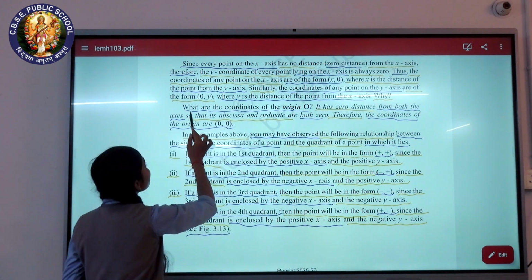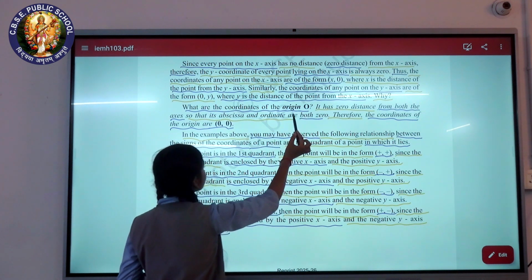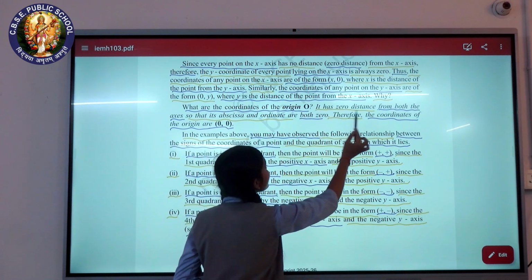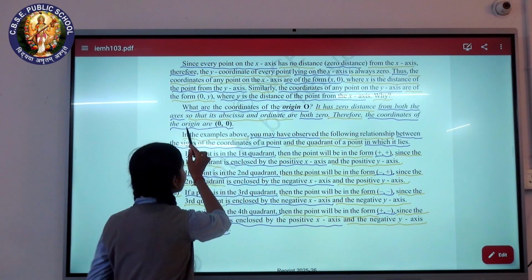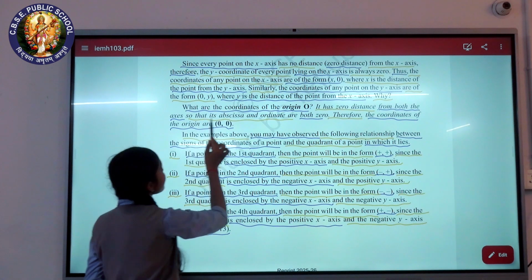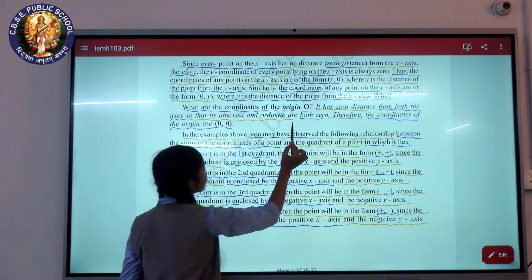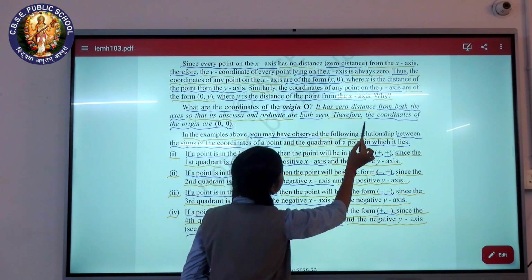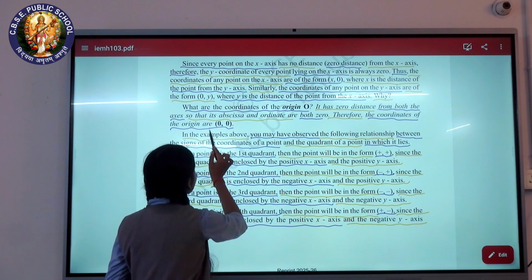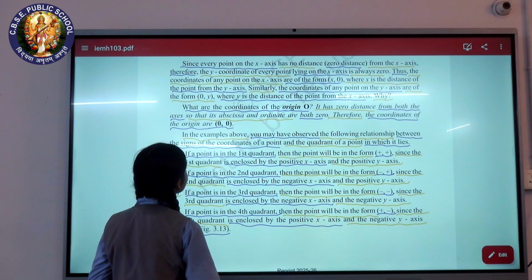What are the coordinates of the origin O? It has 0 distance from both the axes, so its abscissa and ordinate are both 0. Therefore, the coordinates of the origin are (0, 0).